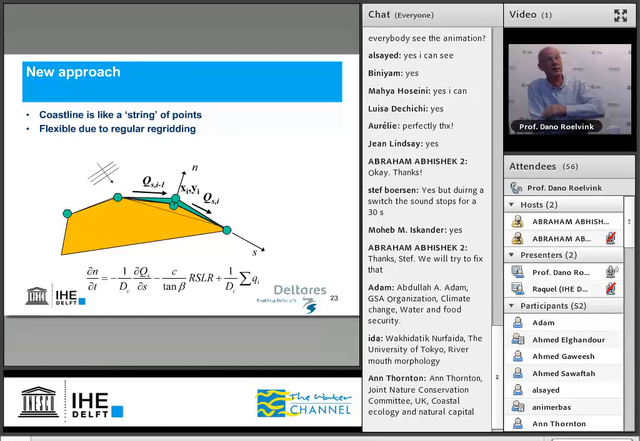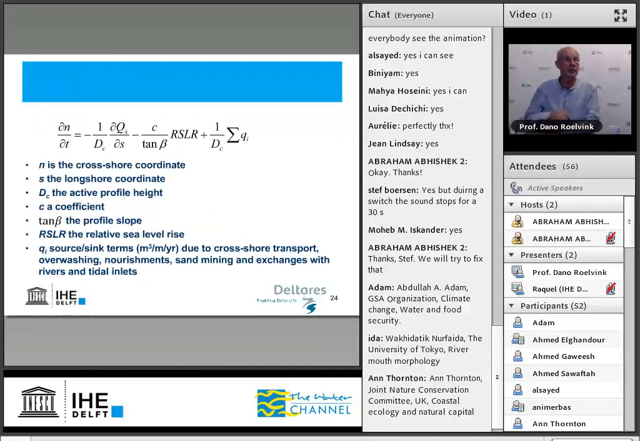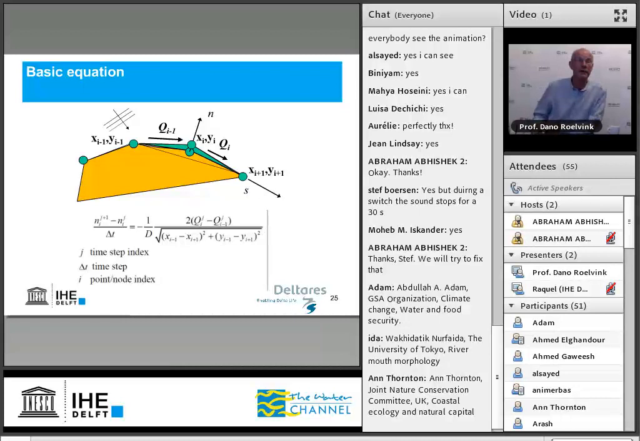And then we solve this relatively simple equation, which is the longshore transport gradient. We have a term related to relative sea level rise, and we have a bunch of possible sources and sinks due to nourishment or sand mining or cross-shore transport. So this is the same equation again. So we have a profile slope that plays a role in the relative sea level rise, etc. And if we write this in numerical terms, it's just a matter of some bookkeeping of the transports and the locations of the coastline points in absolute space.